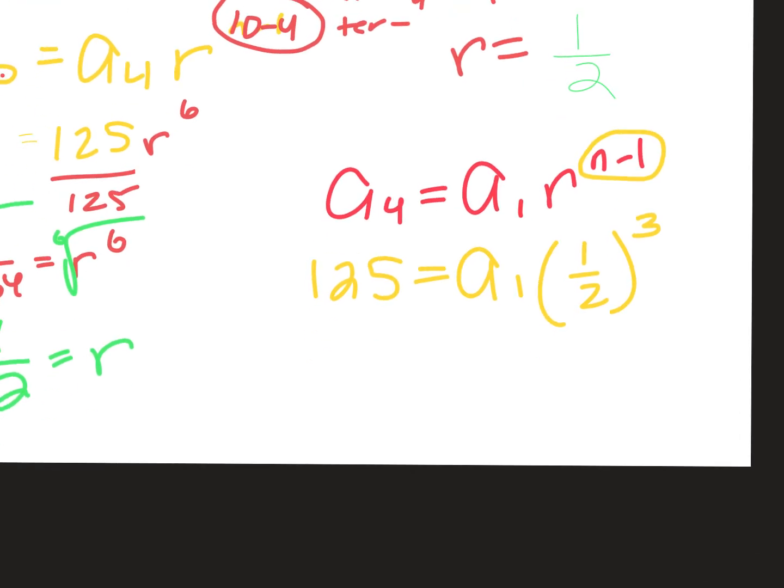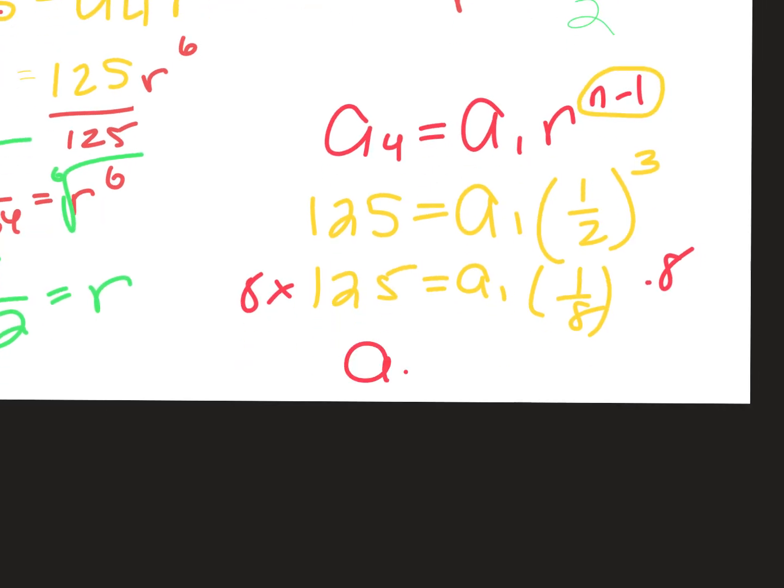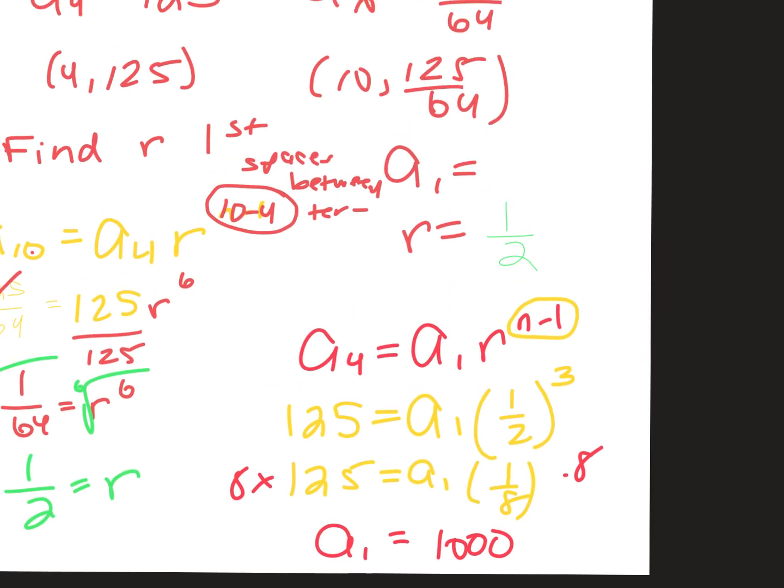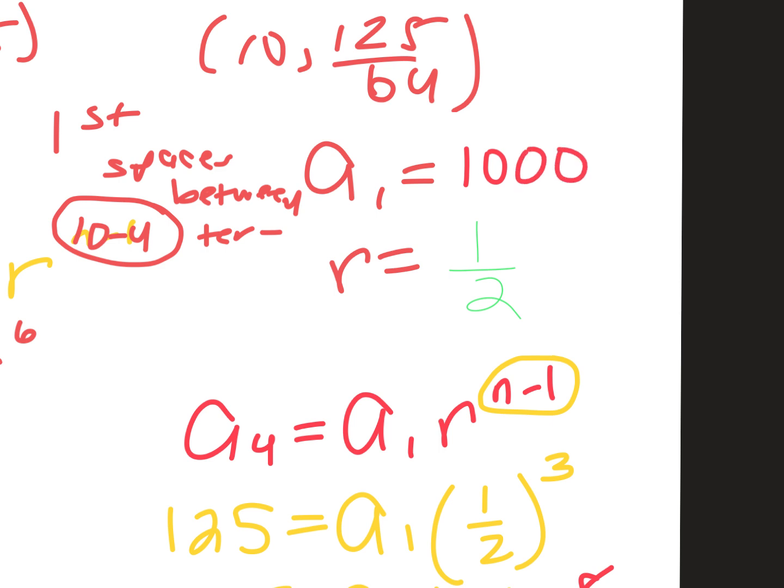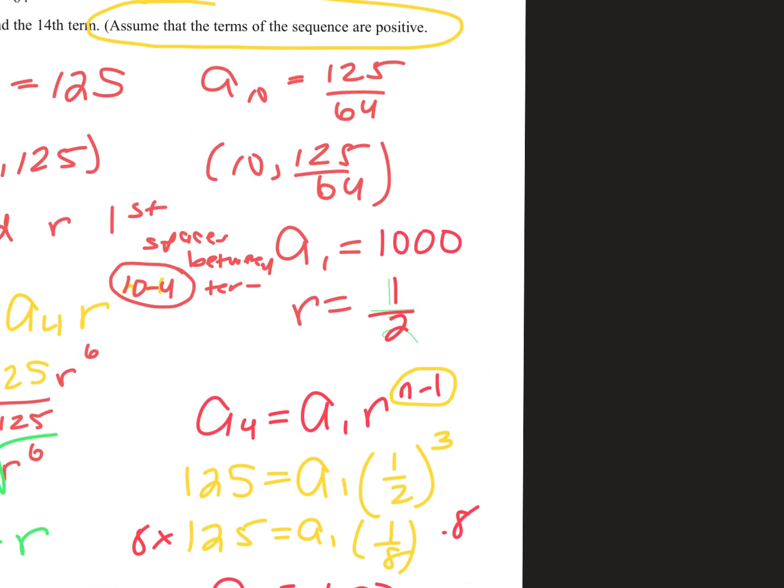When I cube 1/2, what do I get? 1 over 8, good. How do I get a sub 1? How do I get my first term? Multiply both sides by 8, okay. So what's 125 times 8? Everybody has a calculator, come on. 1,000, okay. So do I have enough information now to write my rule? Do I have my first term and do I have my ratio? Yes. So you can go ahead and write your rule and then find whatever term they're asking for.